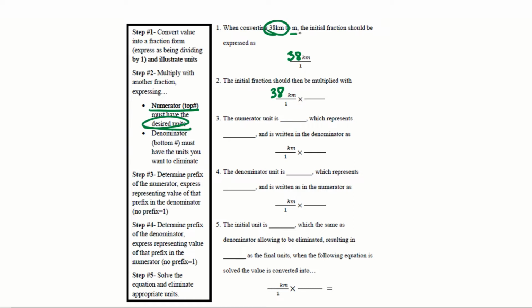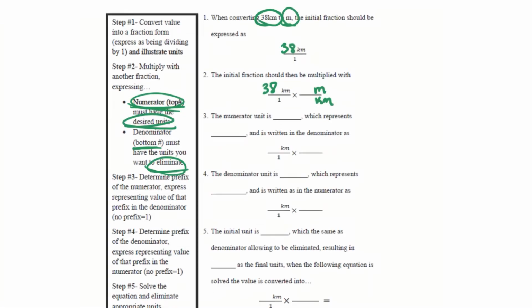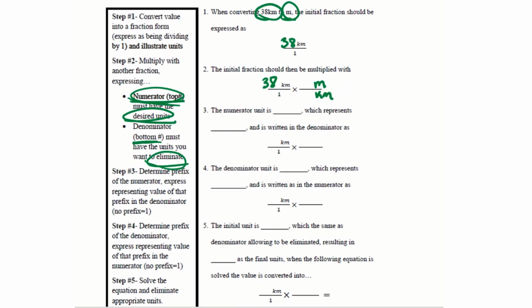Well, my desired units in this case are meters. So I'm going to write in meters at the top. The denominator, which is the number at the bottom, has to have the units that I want to eliminate. Okay, step 3. Determine the prefix of the numerator. Express the representing value of that prefix in the denominator.